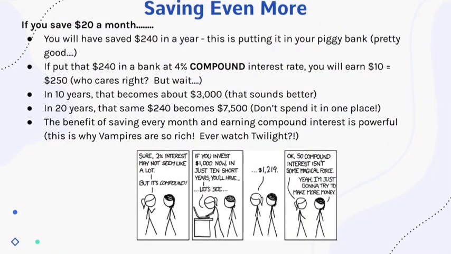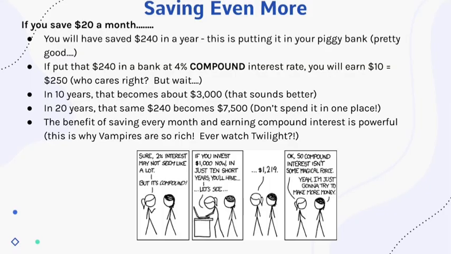Here's another example of compound interest. If you save $20 a month, you will save $240 in a year. Now, if you put that $240 in a bank at a 4% compound interest rate, in the first year you will earn $10.